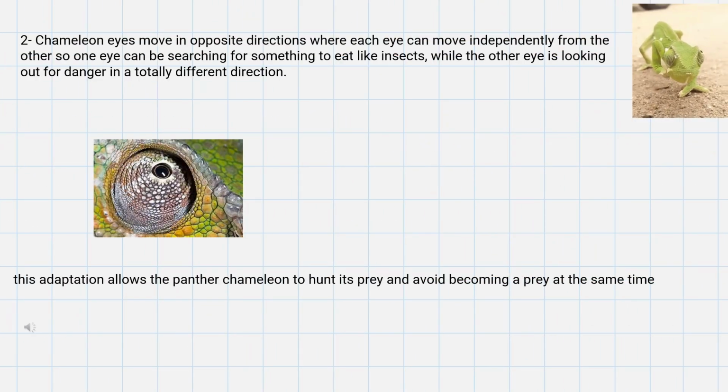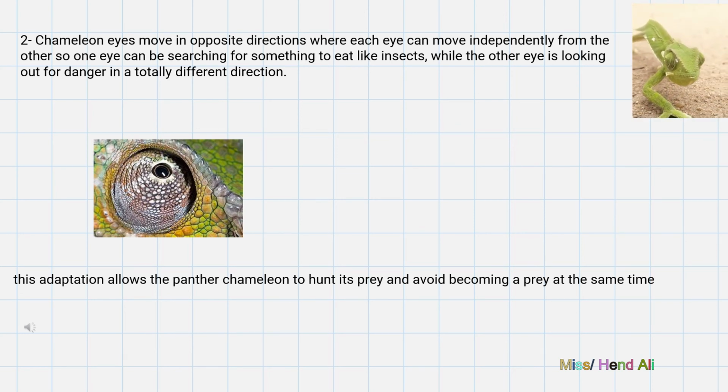The second structural adaptation is the chameleon's eyes. The chameleon's eyes move in opposite directions, where each eye can move independently from the other. So one eye can be searching for something like insects and the other is looking out for danger in a totally different direction. This adaptation allows the panther chameleon to hunt its prey and avoid becoming prey at the same time.